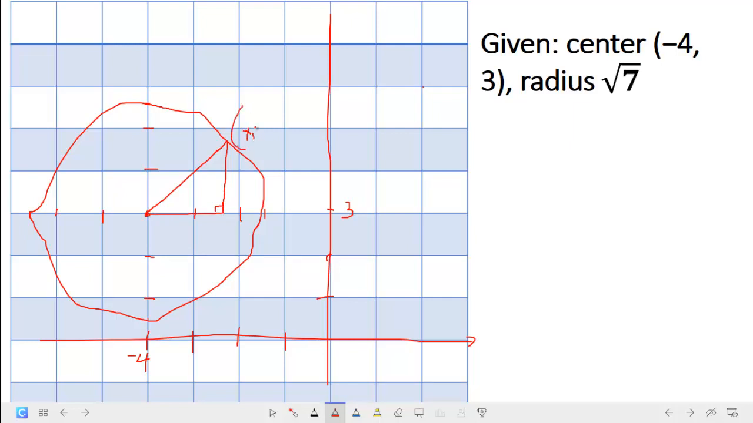Because we don't know what point that is. All we know is that the center is negative 4, 3. Then, our radius is square root of 7. Okay. So, we can use the Pythagorean. We know that this is our Y. The problem now is that the Y is here, straight up to here.